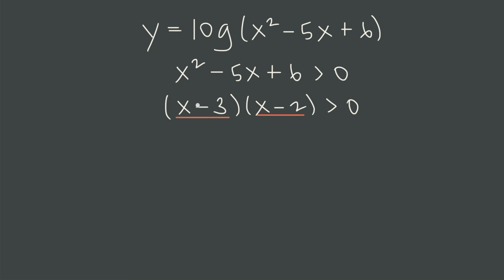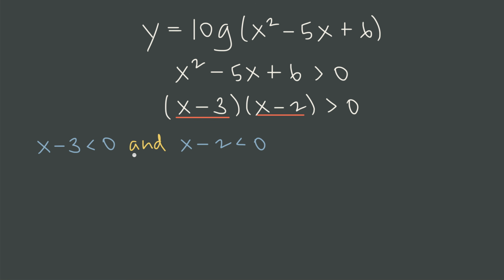Well, if one of those values is negative and the other is positive, when we multiply them together, we get a negative value. A negative times a positive is a negative. The only way to get a positive value from the product of two numbers is for both of those numbers to be negative or both of them to be positive.